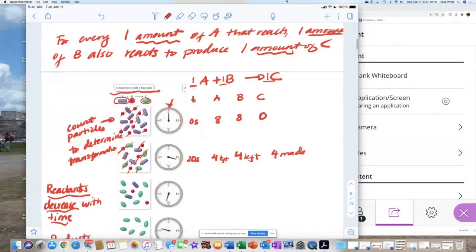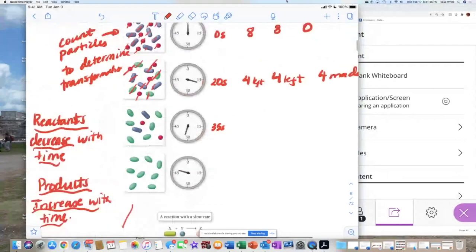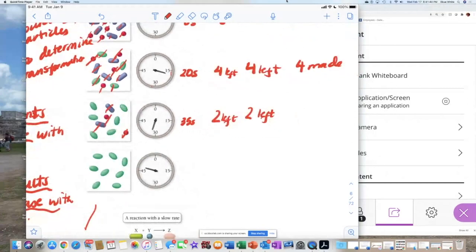Now the time that has passed is 35 seconds, right? How many do we have left? The blues, 2 left. The reds, 2 left. Ooh, now I can't spell left. 2 left? Y'all excuse me, okay? I'm recording in the evening.